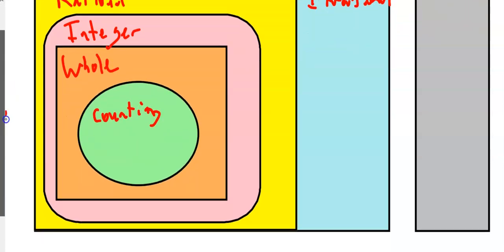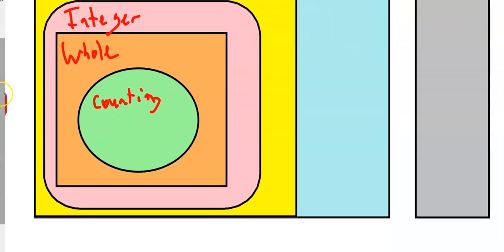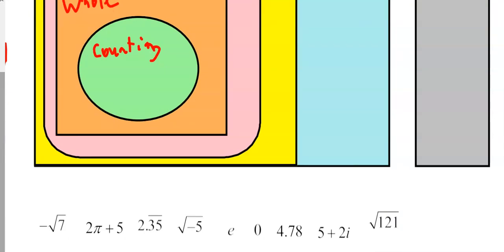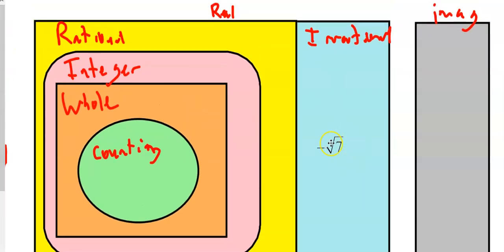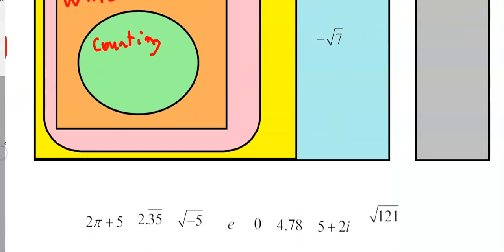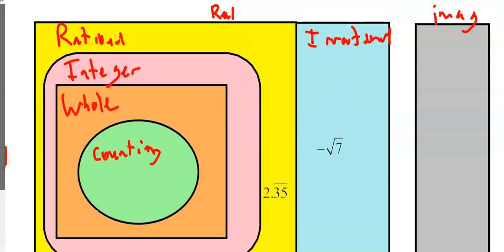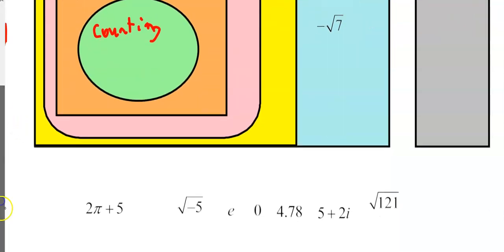So let's look at a few examples of some numbers here and just put them in the proper spot. Negative square root of 7, this would be irrational. This is a kind of classic irrational number, which means that number is both irrational and real. 2.35 sounds rational to me, but it's not an integer. It has a decimal. So it would be considered rational and real.